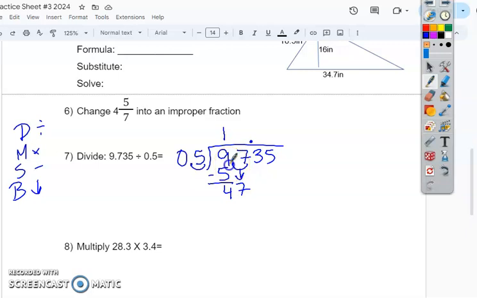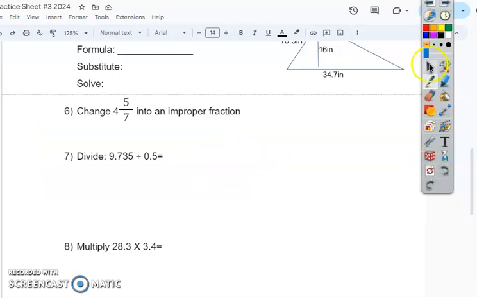Divide 5 into 9 is 1. Multiply. 1 times 5 is 5. Subtract. 9 minus 5 is 4. Bring down the 7. Your job is to go from there. Now you figure out 5 into 47 and put it above the 7. Okay? 5s. Y'all can do that. Those are easy.